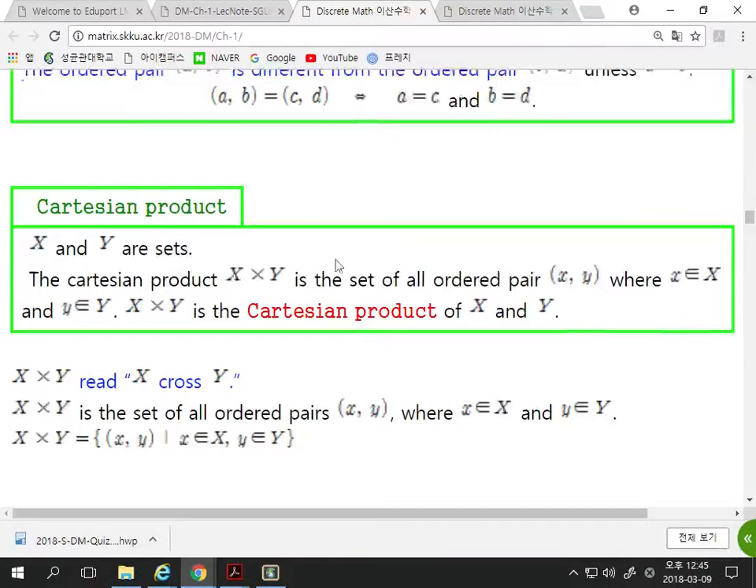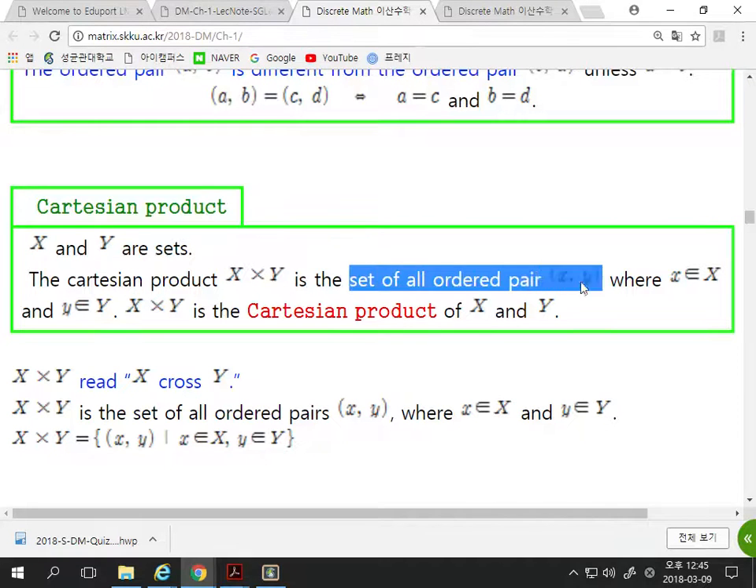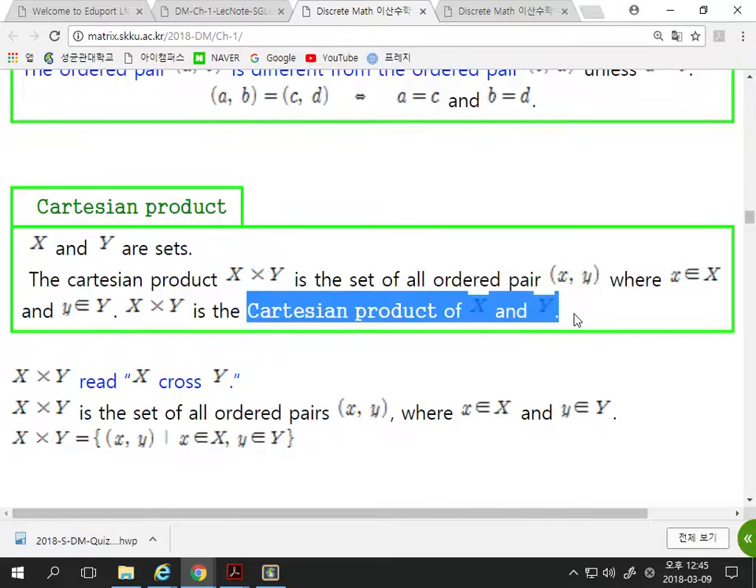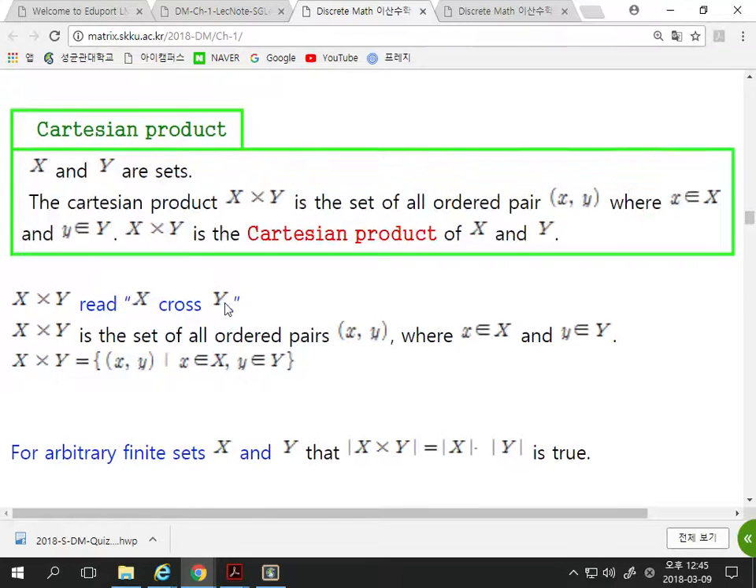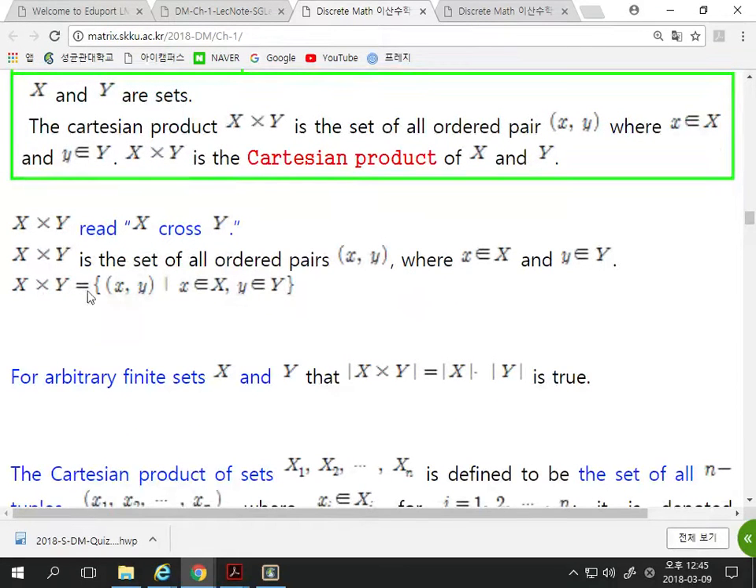And ordered pairs and the Cartesian product. Cartesian product. X and Y are sets, and the Cartesian product of X and Y, X cross Y, is the set of all ordered pairs (x, y), where x is in X and y is in Y. This X cross Y is the Cartesian product of X and Y. We read this notation as X cross Y. Okay. So X cross Y is a set of all these ordered pairs, where little x comes from big X and little y comes from big Y.